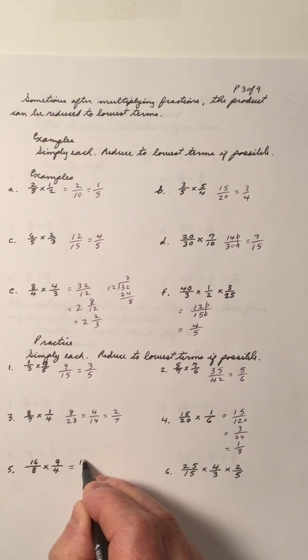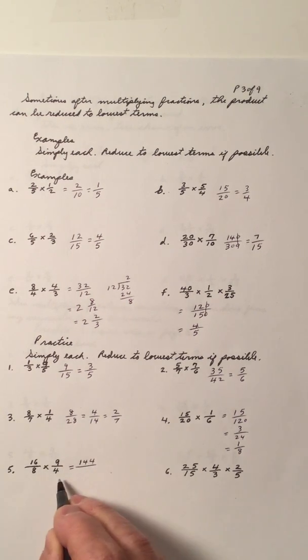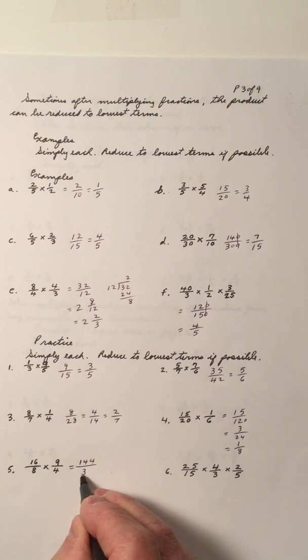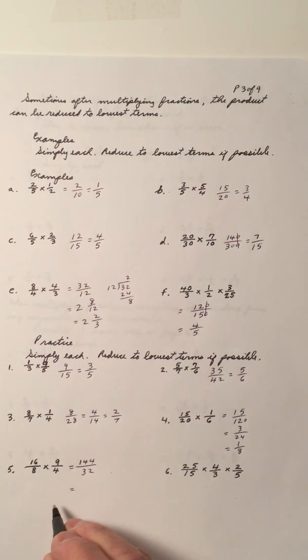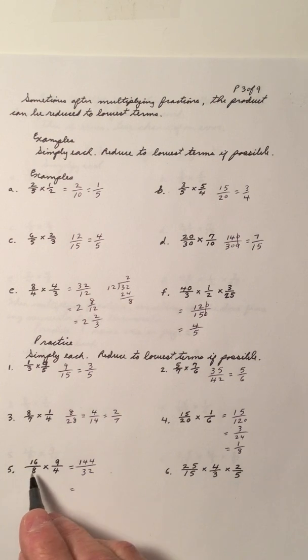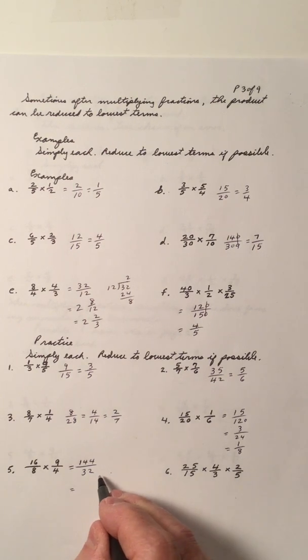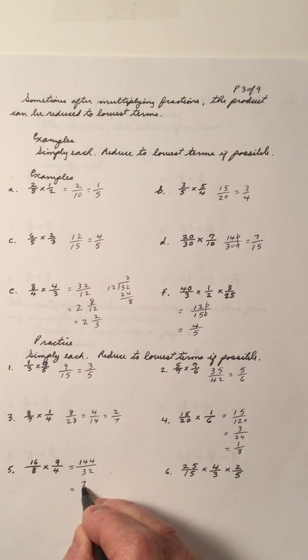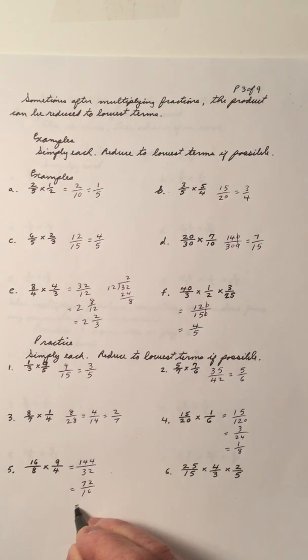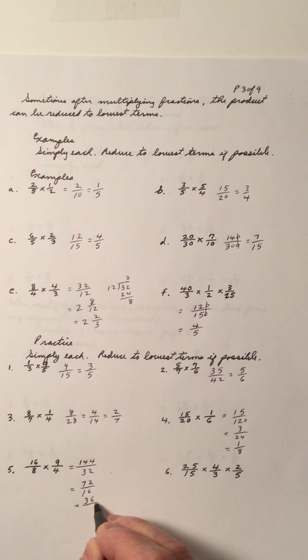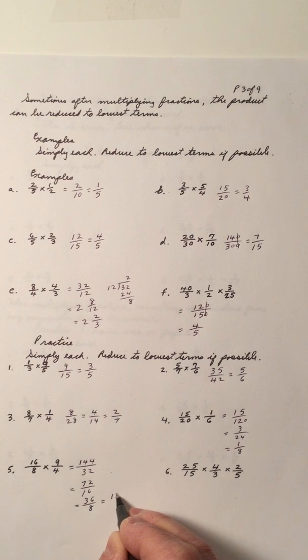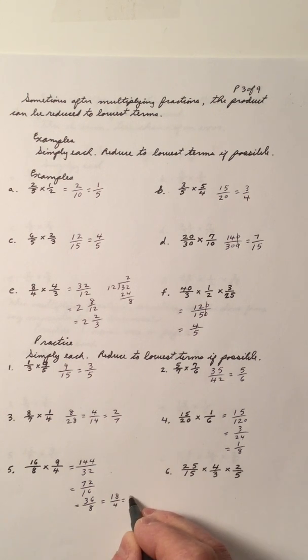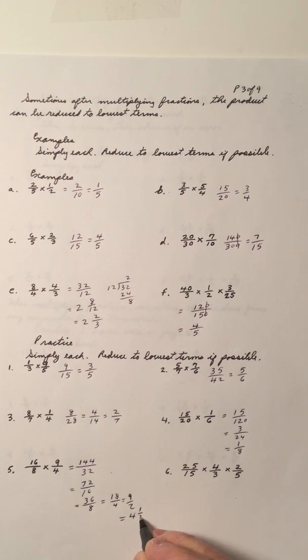14 times that is 144. Notice the numbers are getting bigger. 4 eighths is 32. And with 32 going to 144, let's see, 32. Divide by 2, I get 72 over 16. Divide by 2, I get 36 over 8. Divide by 2, I get 18 over 4. Divide by 2, I get 9 over 2. So that's 4. 9 divided by 2 is 4, and 1 left, so it's 4 and 1/2.